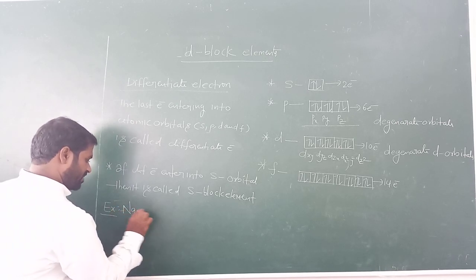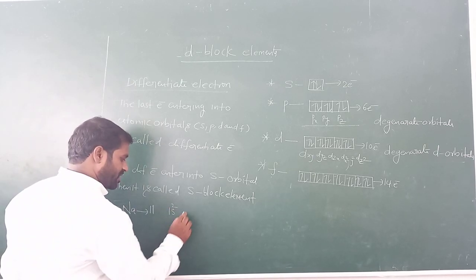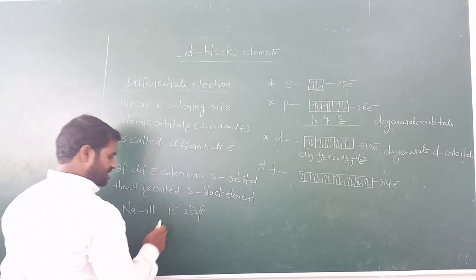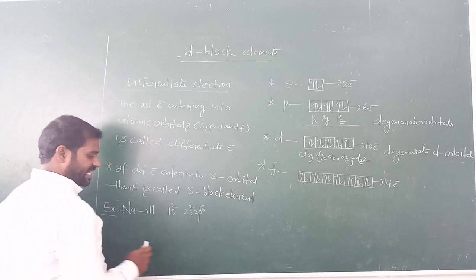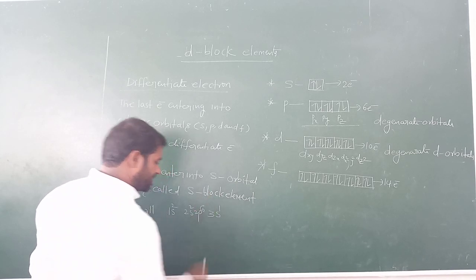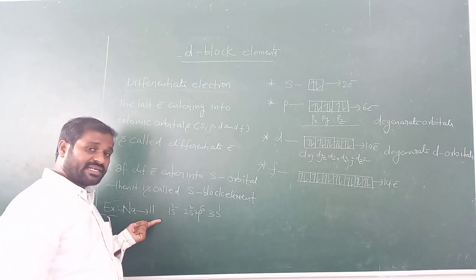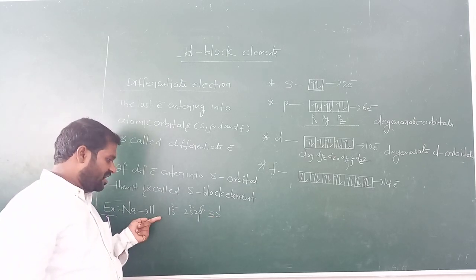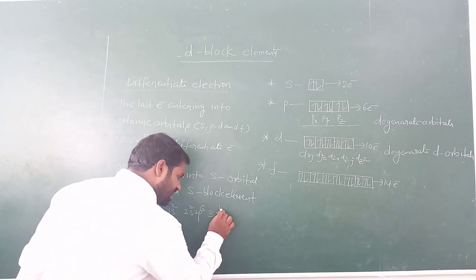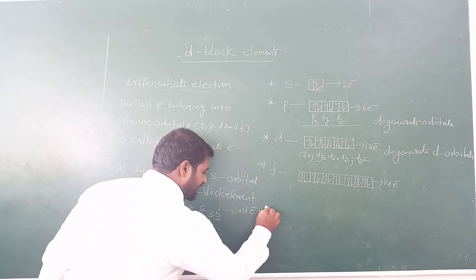sodium. What is the atomic number? 11. Write its electronic configuration. 1s2, 2s2, 2p6. So 2 plus 2, 4 plus 6, 10. 1s2, 2s2, 2p6 and 3s1. Am I right? The 11th electron is the last electron. Total how many electrons do we have? 11 electrons. In that, the last electron enters into which atomic orbital? S. This is the last electron, that is the 11th electron.